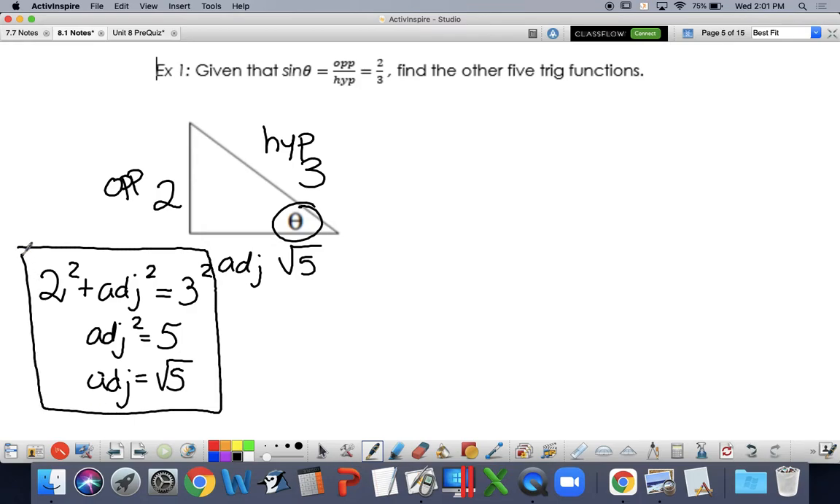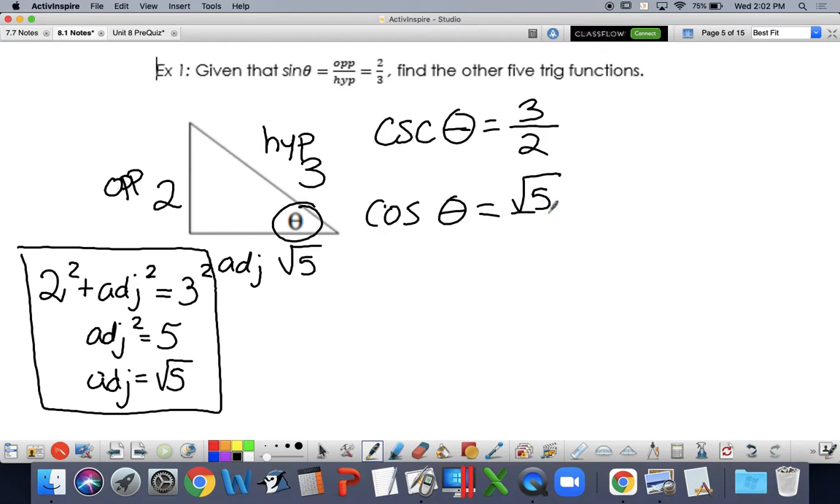So if I know sine is 2/3, what's cosecant? 3 halves, right? I just flip it. That's the nice thing about those. We don't have to overthink those too much. Let's look at our next one, cosine. Shout it out, feel confident. The square root of 5 over 3, right? Our adjacent side is the square root of 5. Our hypotenuse is 3. Now let's calculate secant.